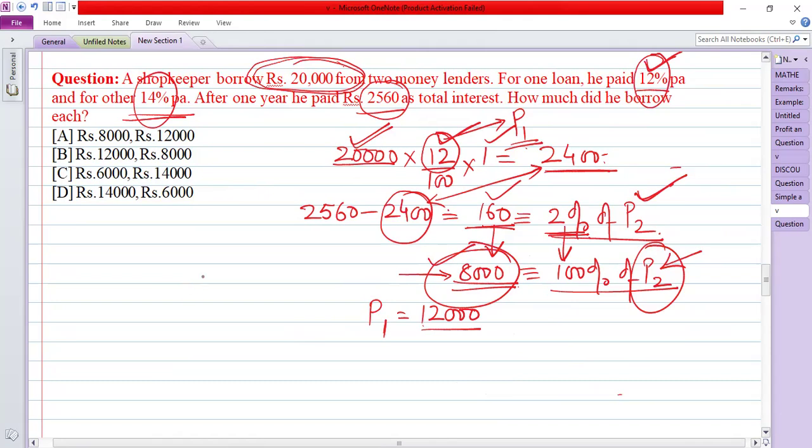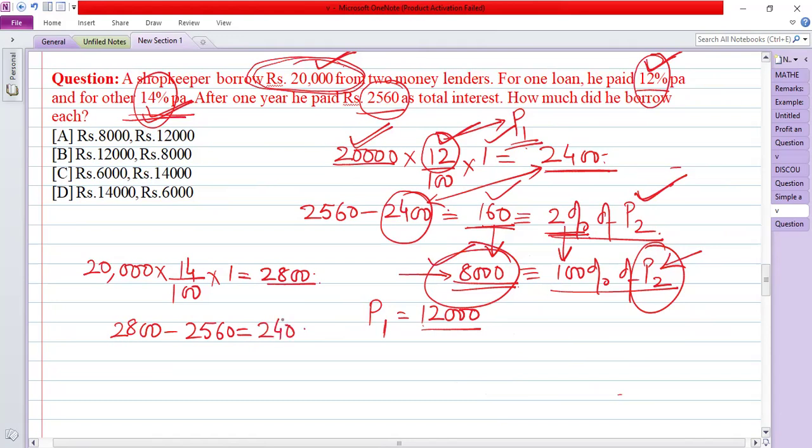Similarly, if we assume let the whole amount, say 20,000, be invested at 14% per annum, then for 1 year, it will give us 2,800 simple interest. Now, what is the difference between 2,800 and 2,560? Obviously, this is nothing but 240.